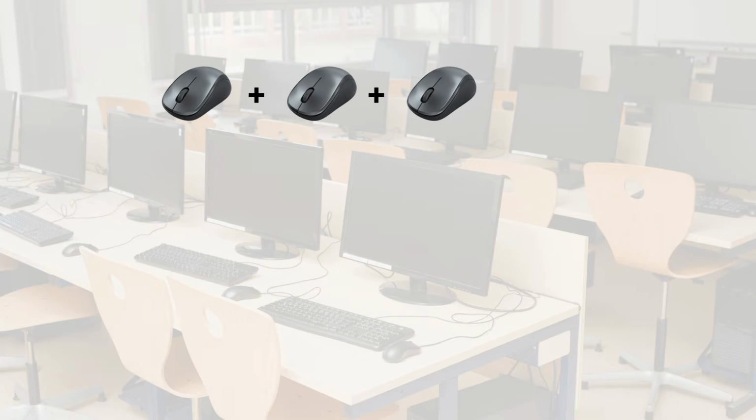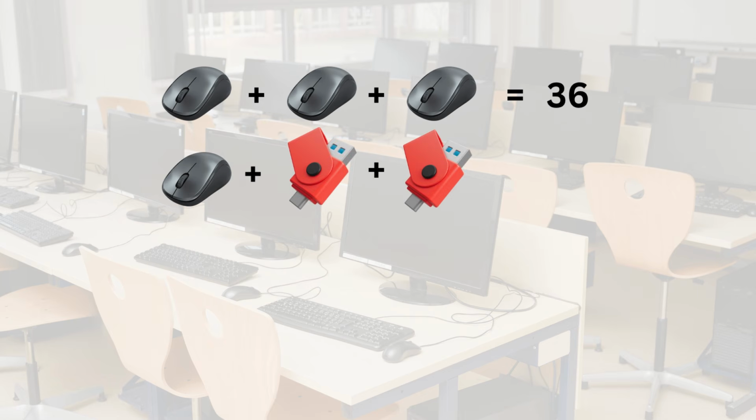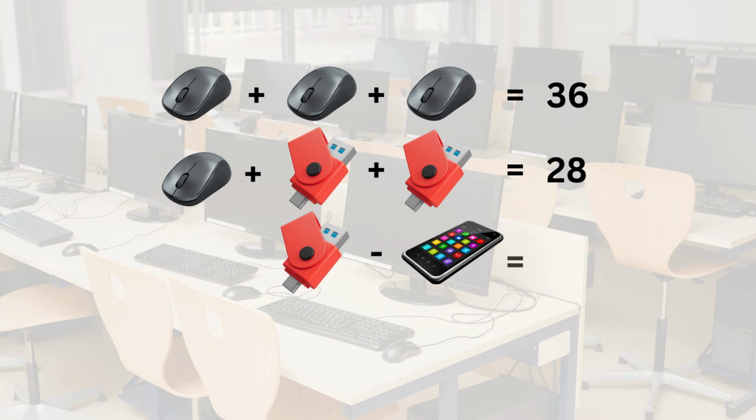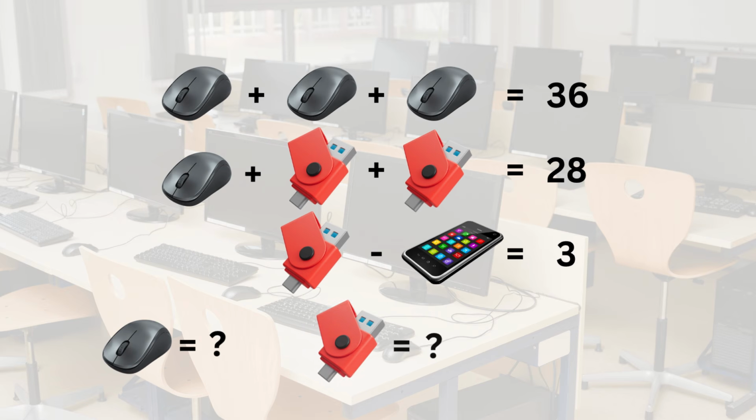Now, if 3 computer mice together equal 36, and 1 mouse plus 2 USB flash drives equal 28, while 1 USB flash drive minus a smartphone equals 3, then what is the value of a mouse, a USB flash drive, and a smartphone?